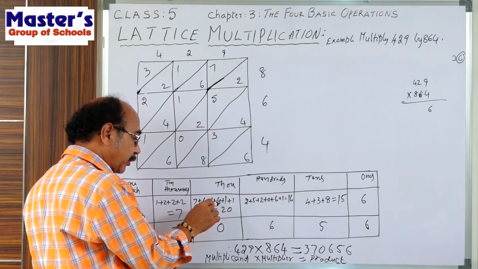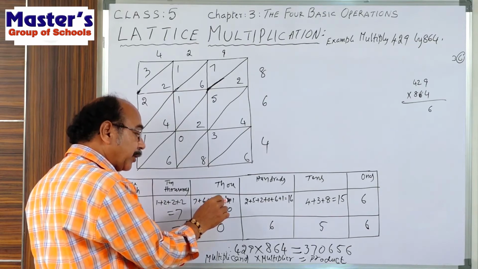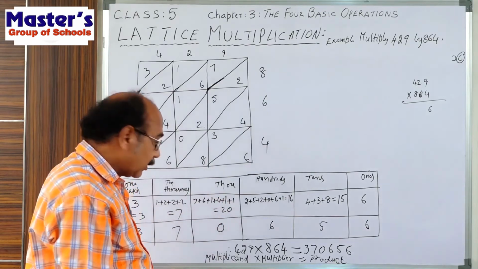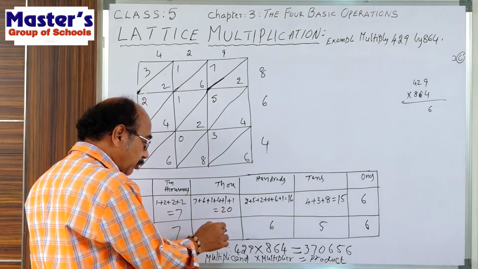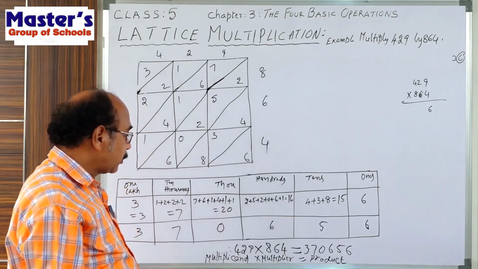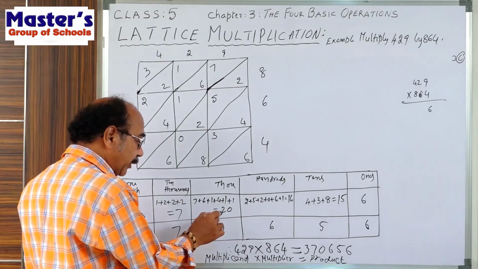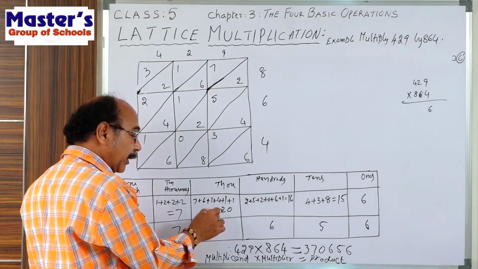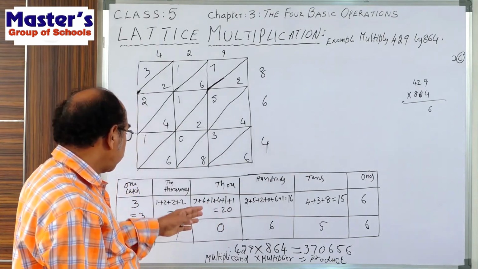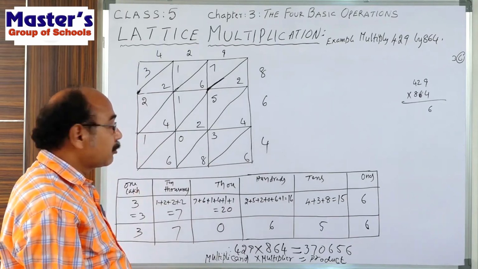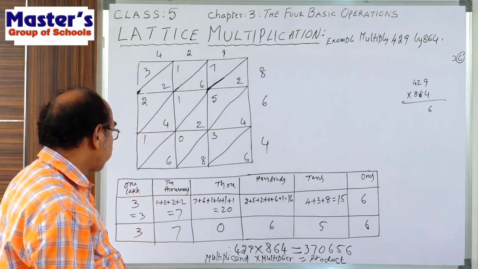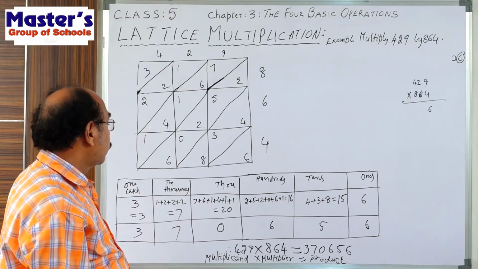14 plus 4, 18. 18 plus 1, 19. 19 plus 1, 20. That's why we write 0 in the thousandths place. And this 2 is to be carried to the 10,000th place. Okay.